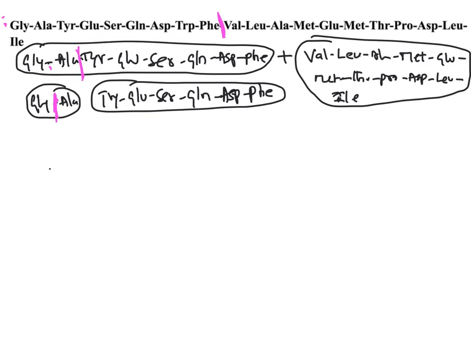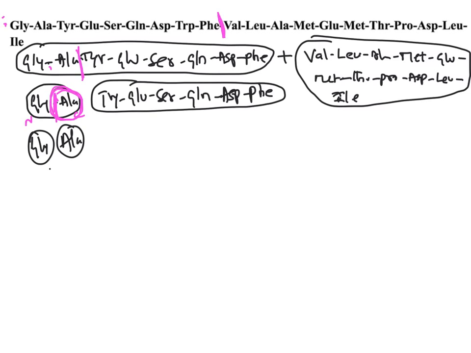So at the end of the action of carboxypeptidase A enzyme, why am I saying carboxypeptidase A? This is the N terminus and this is the carboxy terminus for this dipeptide. So from the carboxy terminus side, your carboxypeptidase A enzyme can break this and you get glycine as an individual amino acid and alanine as an individual amino acid.